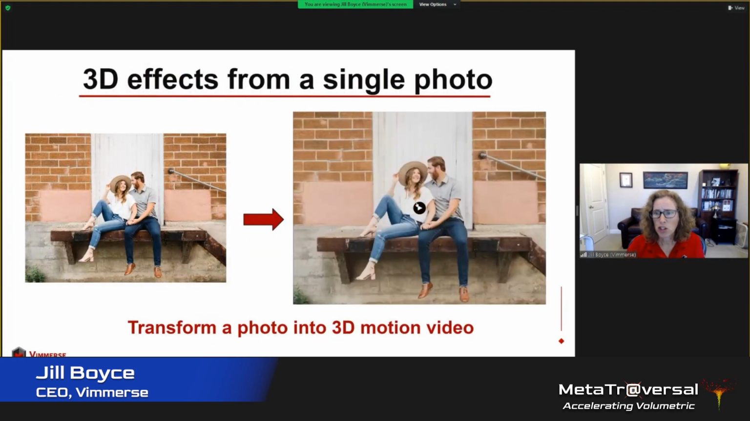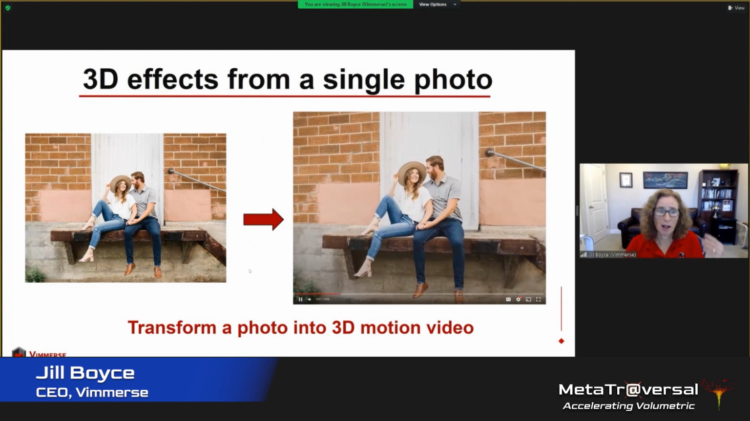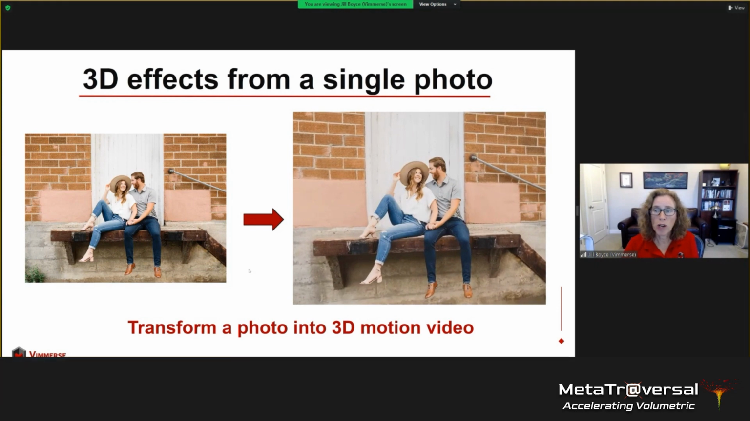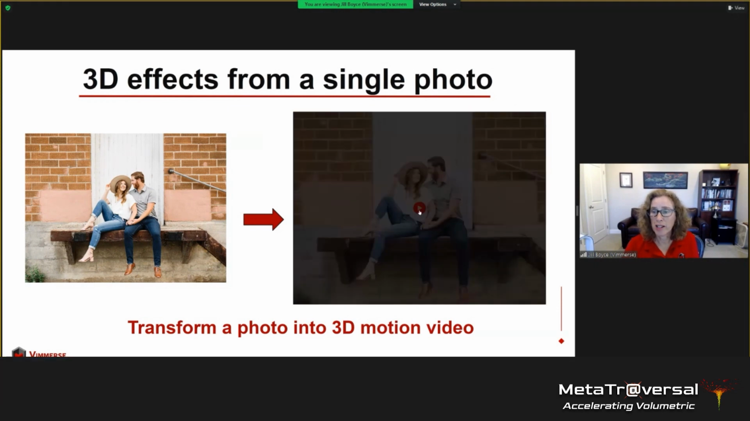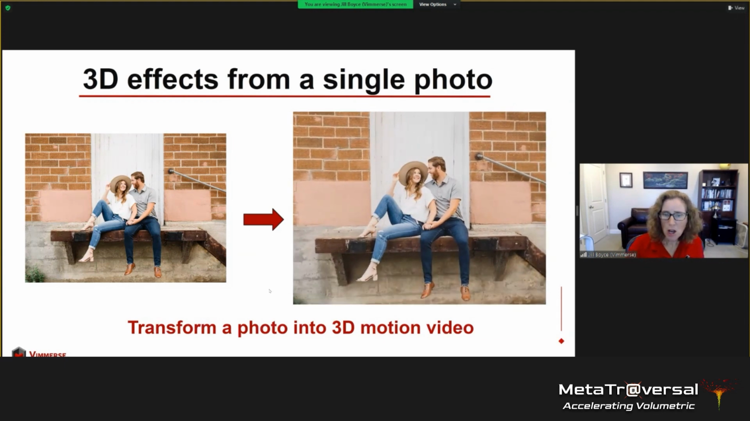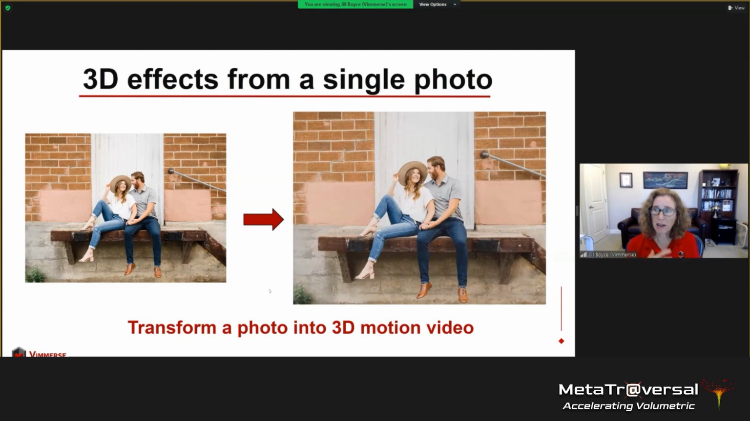This just shows kind of what Vimmerse does. You have as an input a regular photo, and then you can create a motion video, which is an ordinary 2D video but has this 3D motion effect with it. So this is actually a little bit of a pivot for Vimmerse.